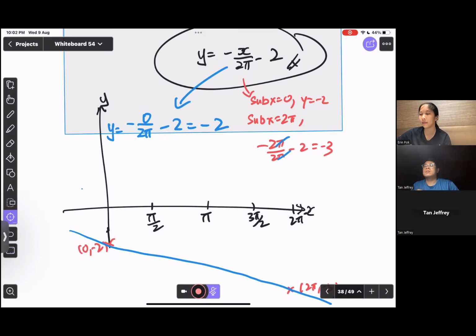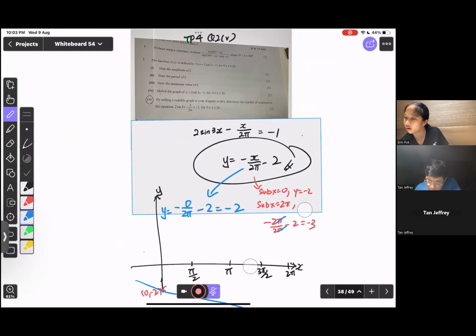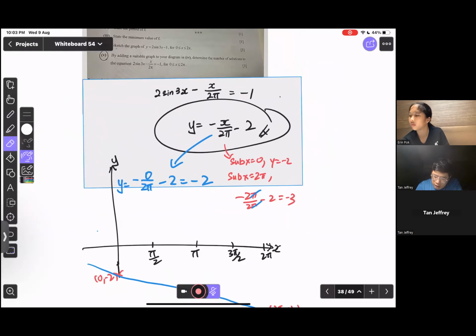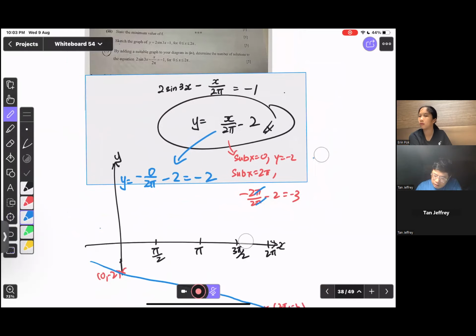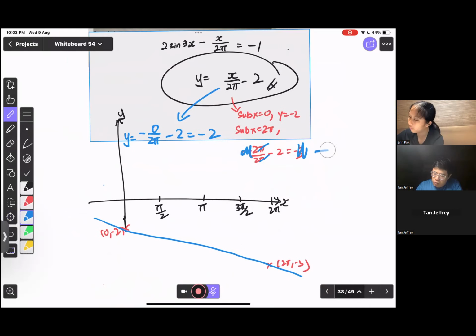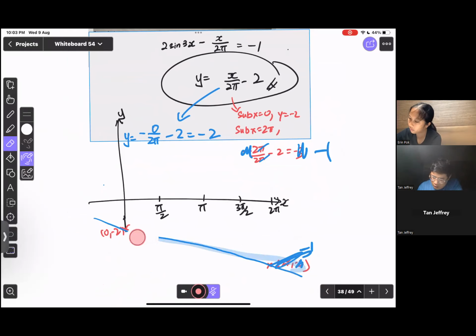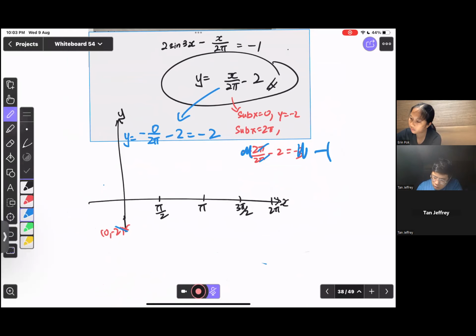Wait, if I sub x equals to 2 pi, then why does your equation have a minus? There's a minus x here, right? Is there a minus x from the equation? No, don't have. Sorry, I was wrong. So the answer should be -1, right? Sorry, it's a careless mistake. So it'll be somewhere here, 2 pi comma -1.